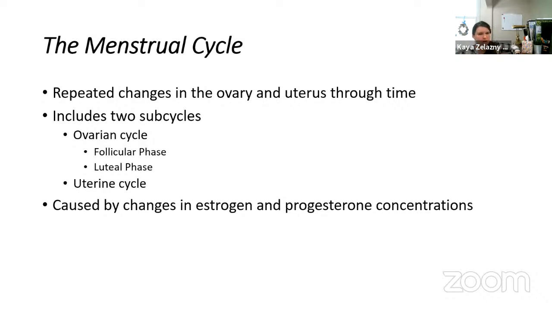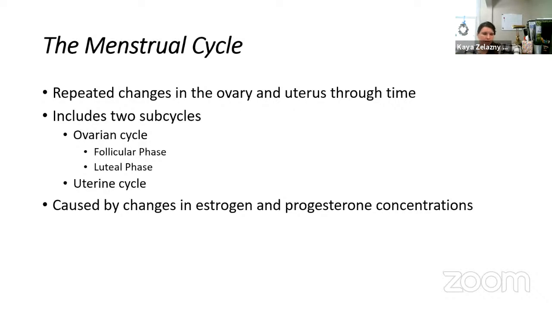Fundamentally, the changes we see in the female reproductive system over the menstrual cycle are caused by changes in estrogen and progesterone concentrations, which are coming from the developing follicles and a structure that forms after an egg cell is released. This structure, we'll look at it, the corpus luteum.